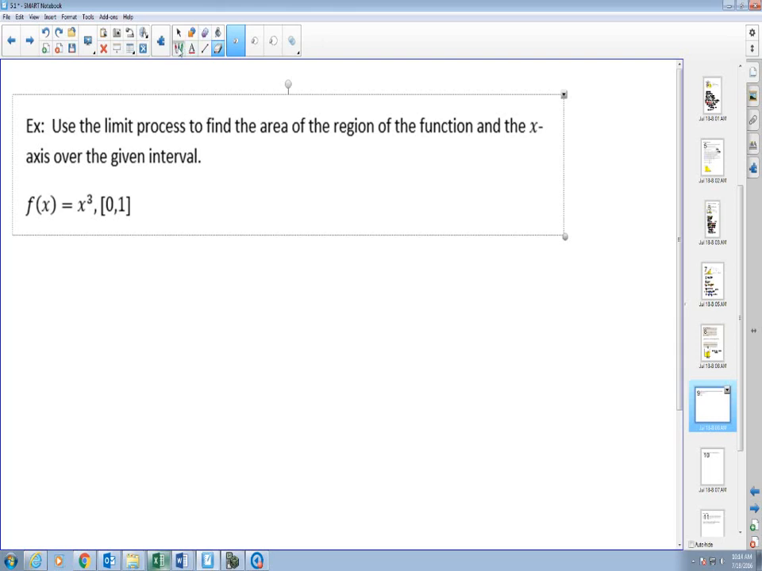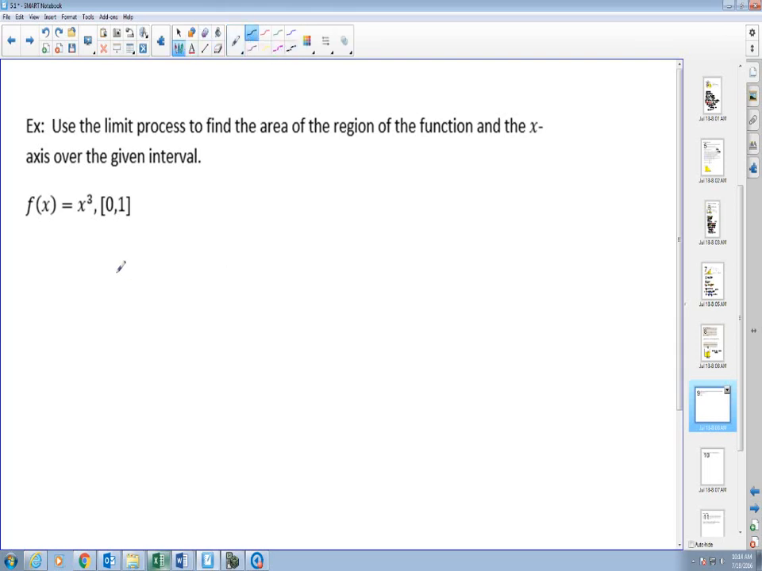Alright, so let's try an example: use the limit process to find the area. A lot of times when we do a problem like this, the delta x, the certain number we use, is really for convenience. It makes things a little bit easier to work with. b minus a divided by n number of intervals, so that would be 1 minus 0 divided by n, which is 1 over n. So my width is going to be 1 over n for all my subintervals, equal width.